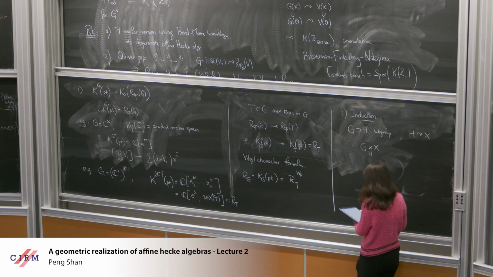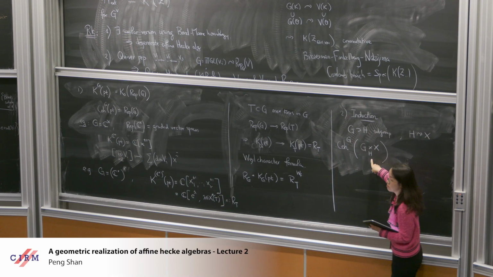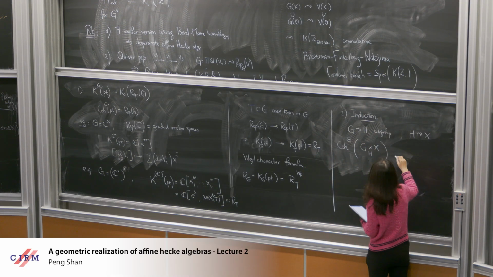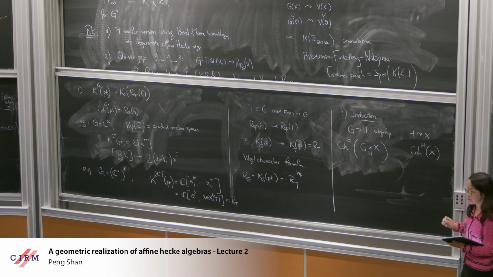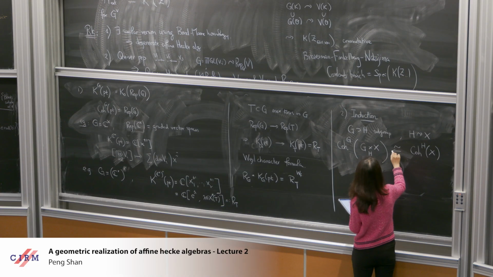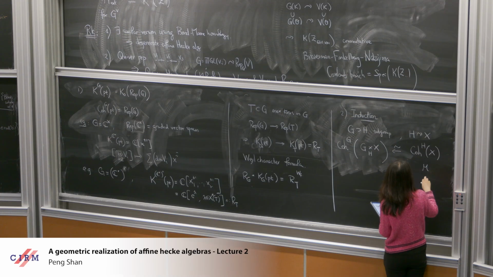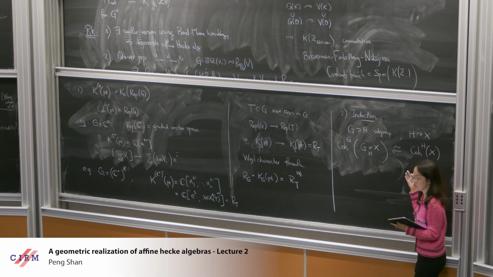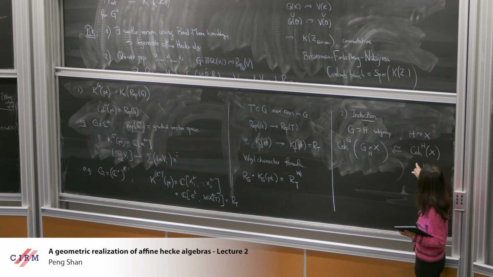On one hand, you can consider G-equivariant coherent sheaves on this variety for the left G action. On the other hand, you can consider H-equivariant coherent sheaves on X. And I claim this is an equivalence of categories. If you have a coherent sheaf on X which is H-equivariant, you should roughly imagine it as a space over X equipped with an action of H.